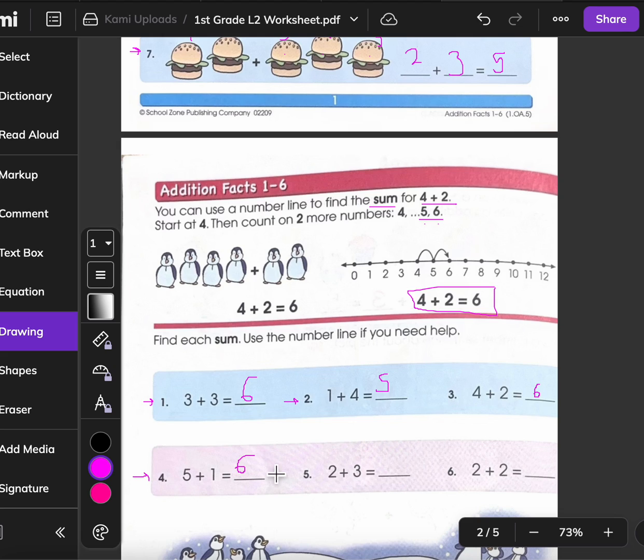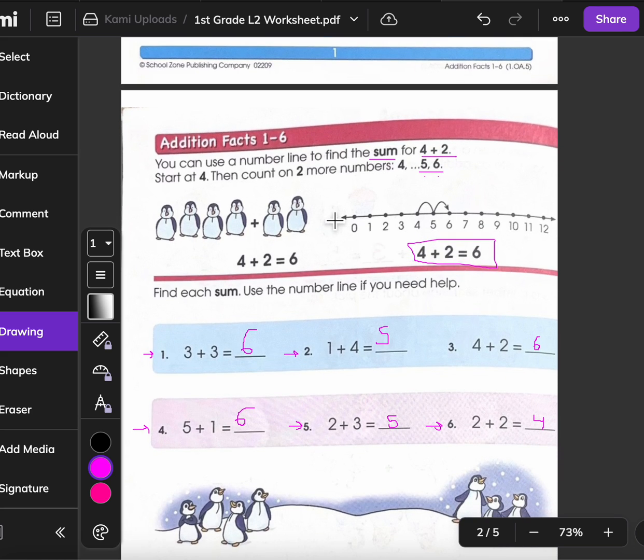So this is 6. Number 5, 2 plus 3. So 2, 3, 4, 5. So 3 numbers after 2 gives us 5. And lastly, number 6, 2 plus 2. So 2, 3, 4. So the 3 and 4 are the added 2 numbers to the number 2. If it's still confusing, you can always use the number line here.